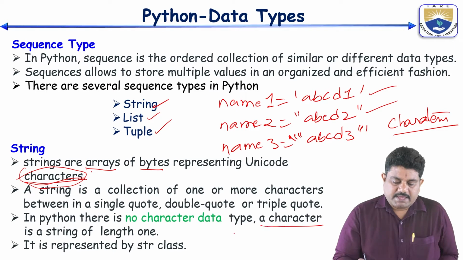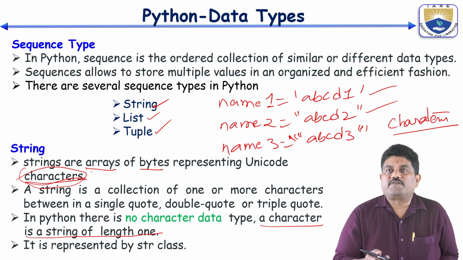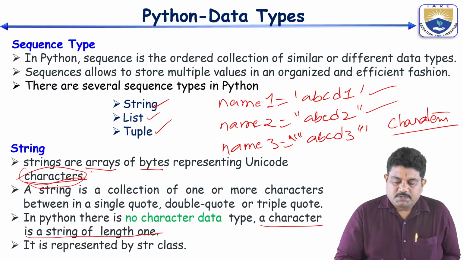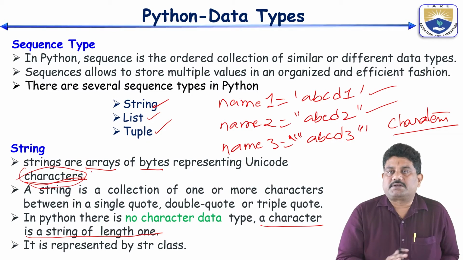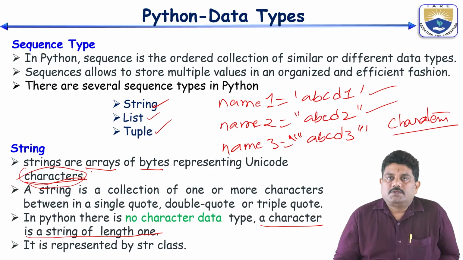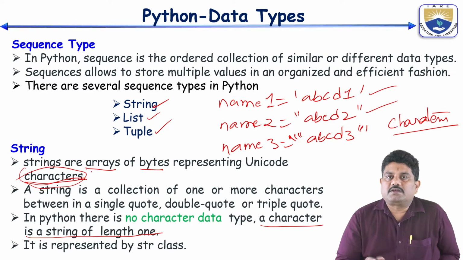That's why here the character is a string of length one. It requires 1 byte of memory, which means 8 bits of memory, for a character. In the case of Python, such a character type of data is not available. So everything is a string here. If you declare any single character, that is a string of length 1.